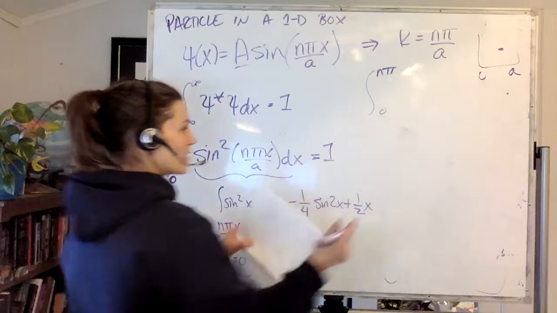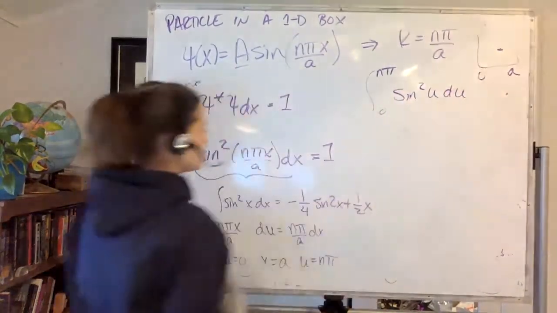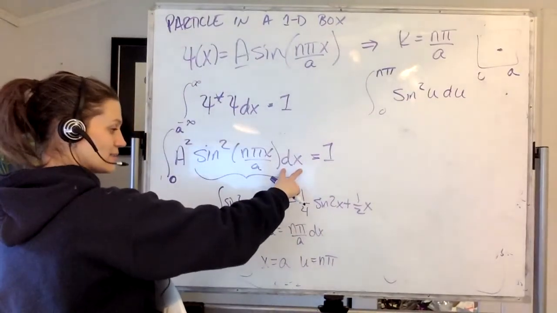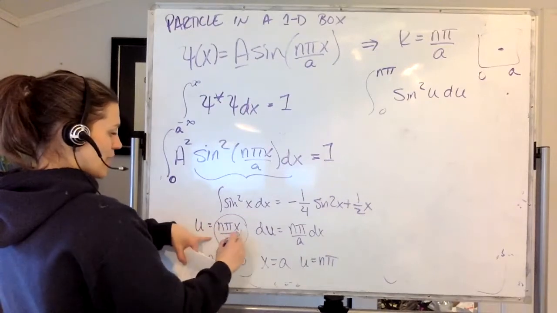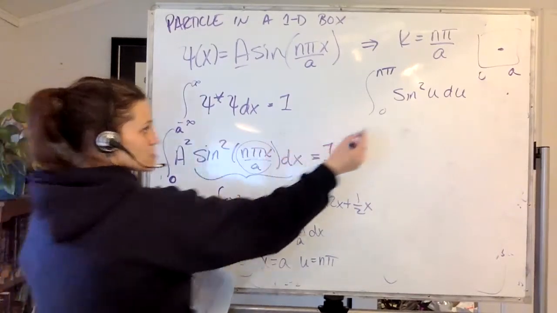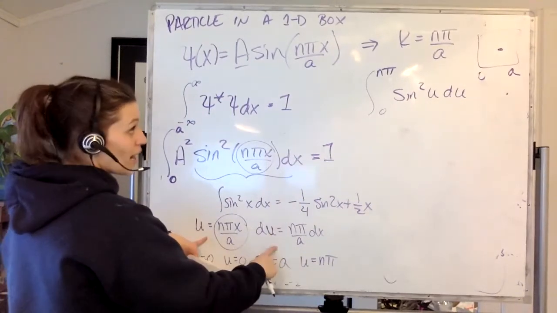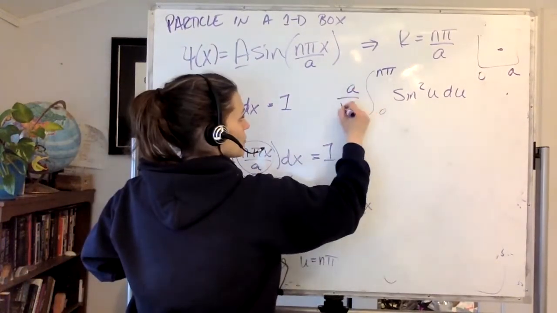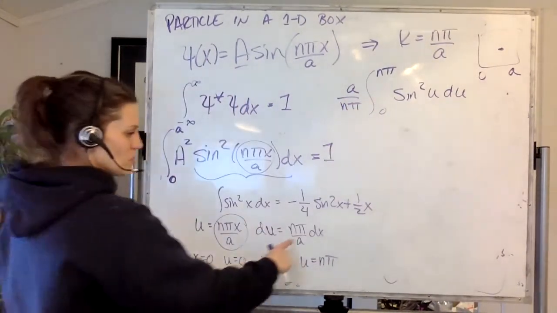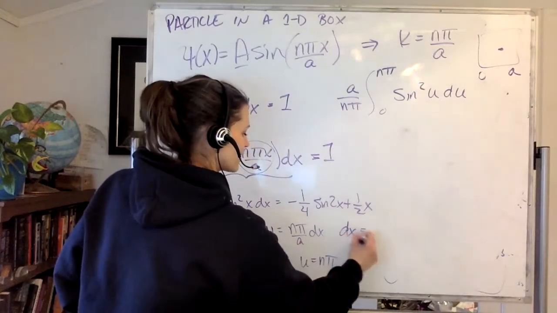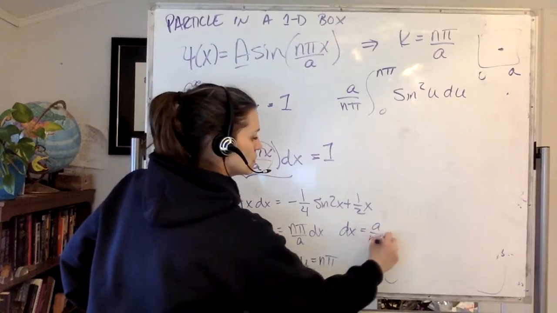Integral 0 to n pi sine squared u du. But dx, so basically we're substituting in. So here, n pi x over a, that's this, so that's u. dx is du times a over n pi. Did that make sense? Let's try that again. If I solve for dx, dx equals a comes up, and pi goes down.